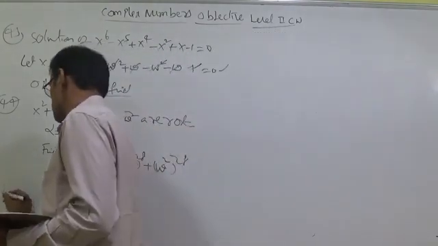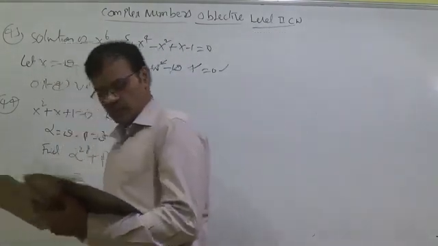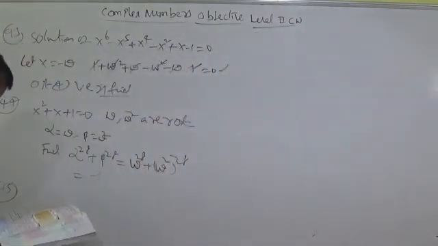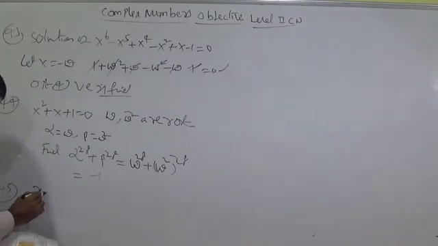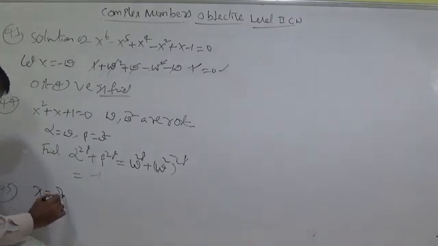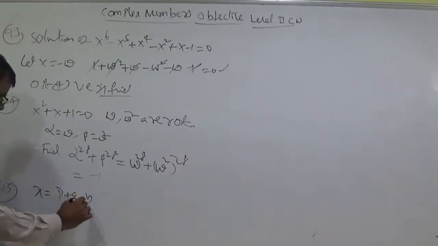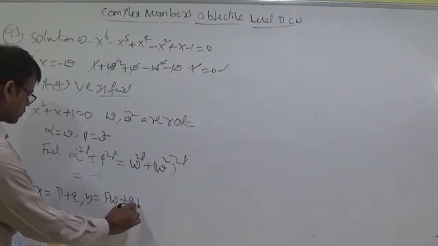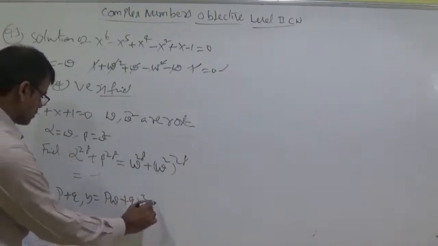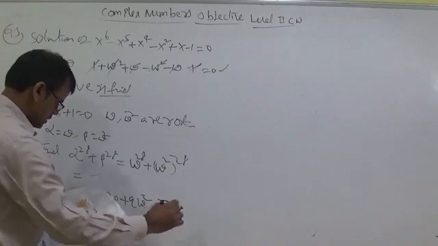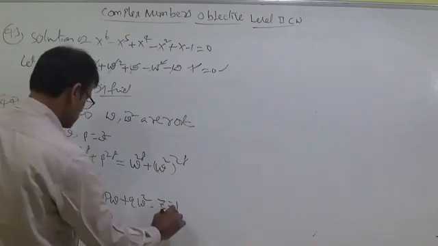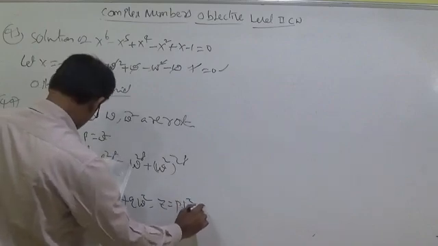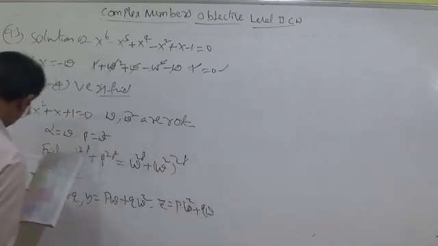Now 45th question. x is equal to p plus q, y is equal to p omega plus q omega square, and z is equal to p omega square plus q omega. This is an MSET 2014 question. x is equal to p plus q, y is equal to p omega plus q omega square, and z is equal to p omega square plus q omega.